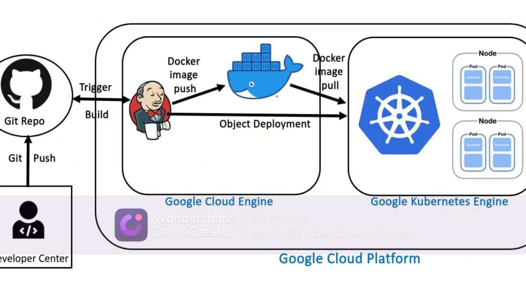Let us see the developer center. In the sense of the organization, all the developers are there, either testers or developers. Once they complete their code, they push it into the Git repo, the repository, and it is triggered and moved into Jenkins.